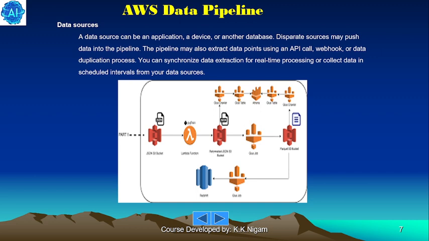Data sources. A data source can be an application, a device, or another database. Disparate sources may push data into the pipeline. A pipeline may also extract data points using an API call, webhook, or data duplication process. You can synchronize data extraction for real-time processing or collect data at scheduled intervals from your data sources.